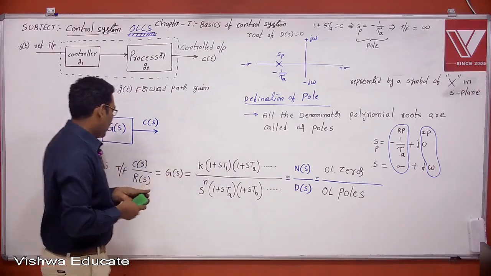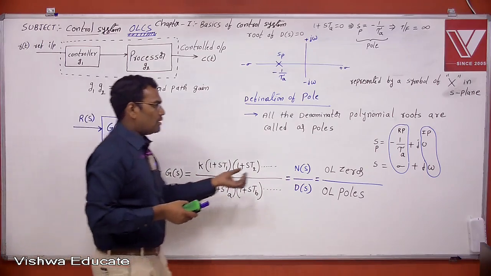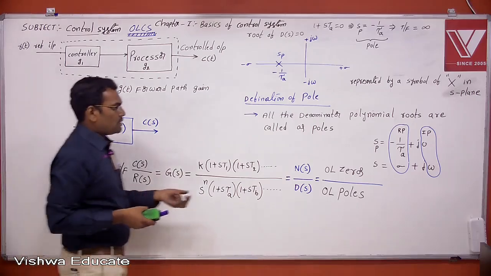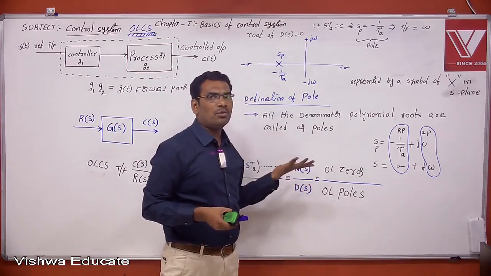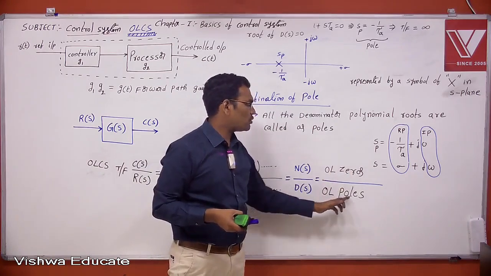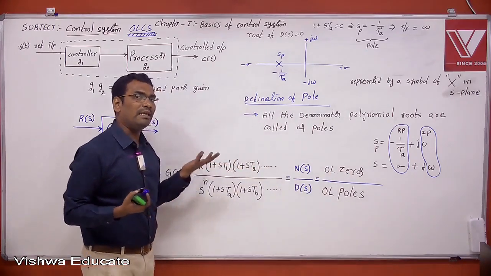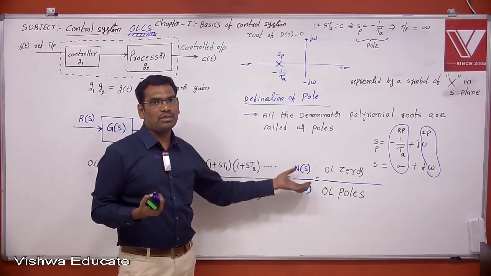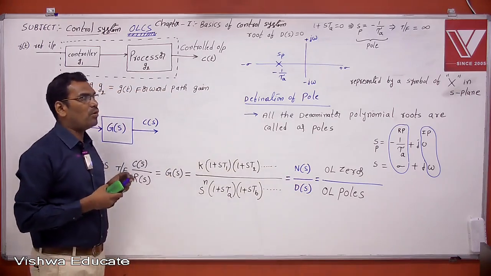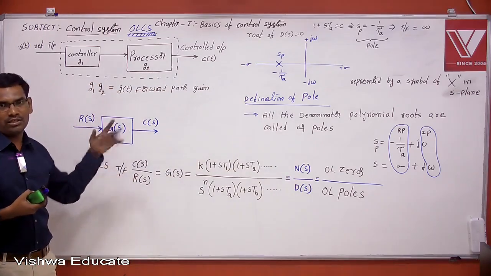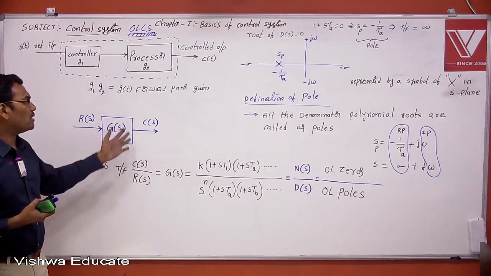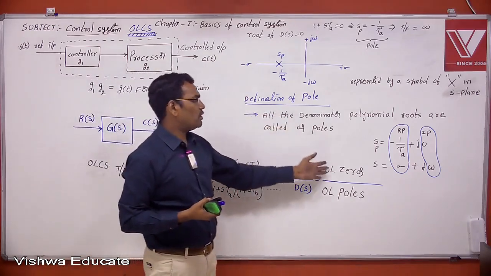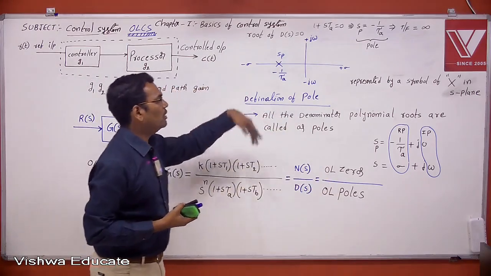The only difference is, if you are talking about the open loop control system, these are called open loop zeros and open loop poles. If it is a closed loop control system, they are closed loop zeros and closed loop poles. Any control system has parameters, zeros and poles. This is the definition of poles and zeros, along with the open loop mathematical model, transfer function and system parameters.